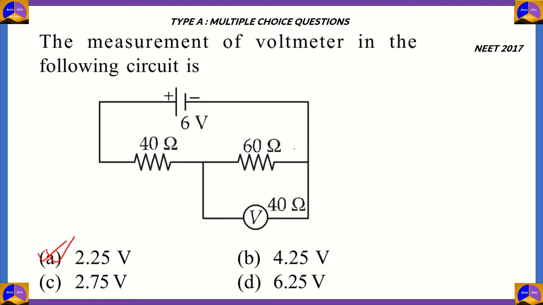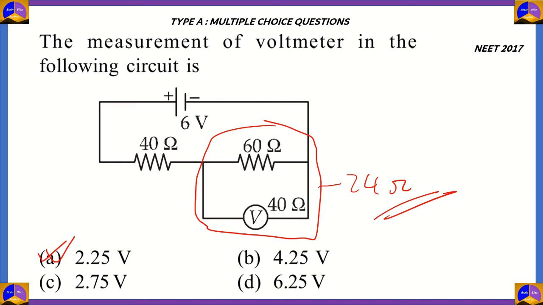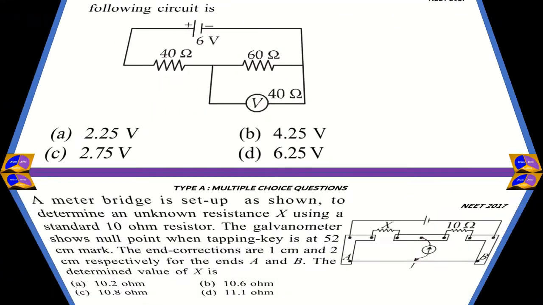The main idea here is to find the total resistance of the circuit and find the total current, and then we need to find out the amount of current that is passing across the parallel connection here. The reason why we take the whole parallel connection is because voltage is the same across the 60 ohm and the 40 ohm resistor, so the voltmeter reading will show the value of the voltage across this parallel combination, which has a total resistance of 24 ohms. So option A, 2.25 volts, is the correct answer.